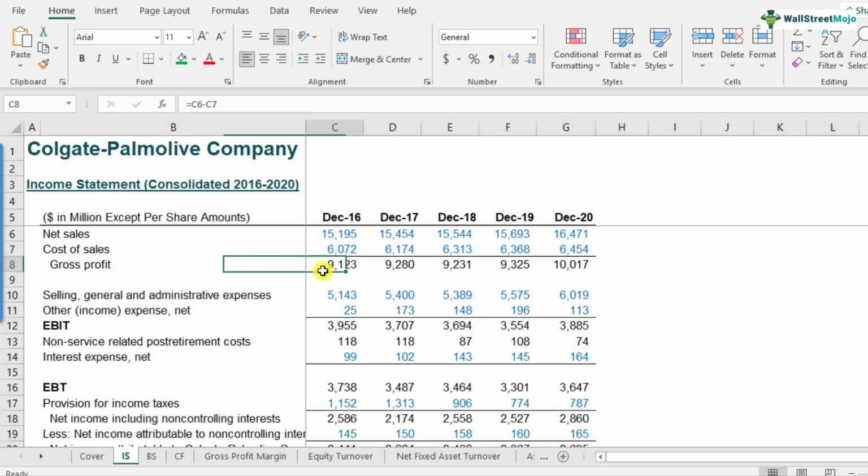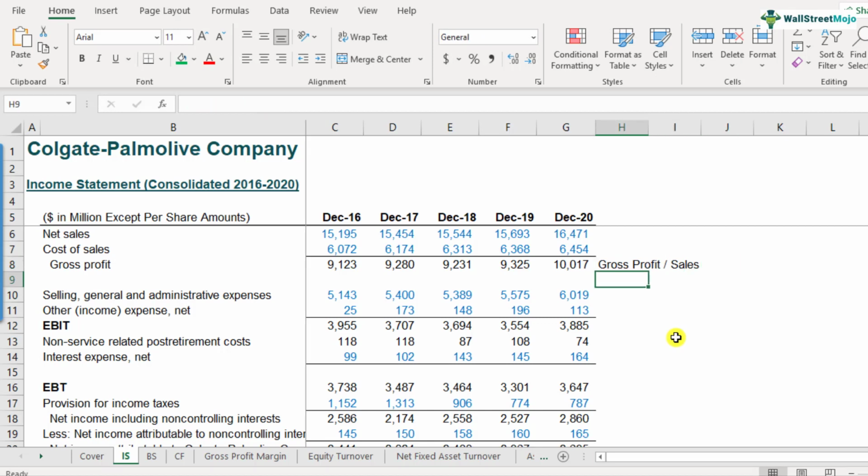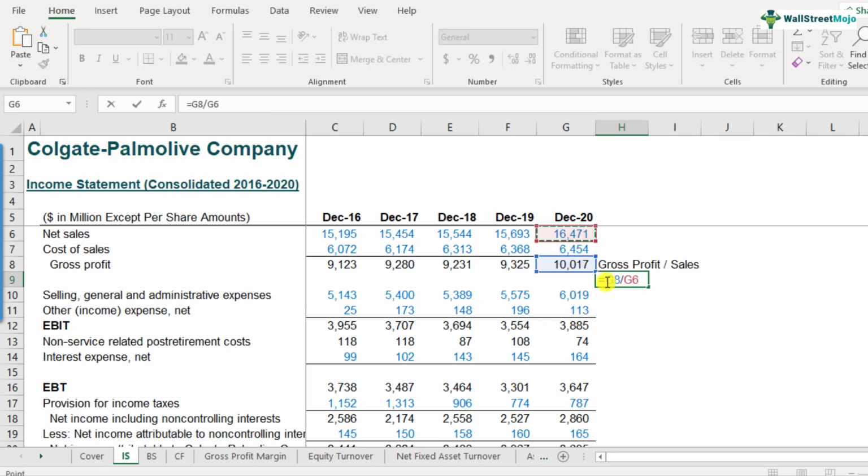But for the sake of convenience, let's come to the direct calculations here. What are the gross profit margins? The gross profit margin, as we defined earlier, is gross profit divided by your sales or net sales or revenue. All of them are one and the same. So here, gross profit is 10017 divided by 16471. That comes out to be, in percentage terms, 60.8%. That is for December 20.